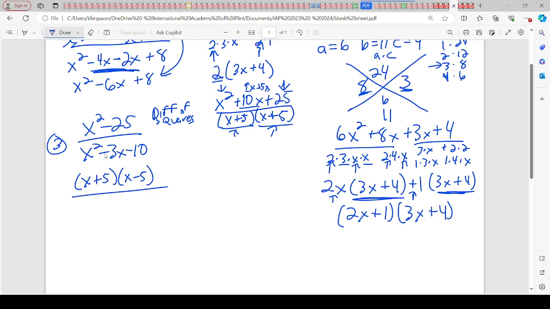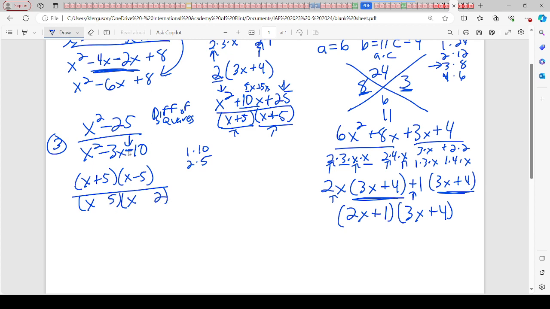And then I've got x squared minus 3x minus 10. Well, I'm going to give myself two parentheses. I know that x times x gives me x squared. So what two numbers do I multiply to get 10, but when I subtract them, notice I'm saying subtract because this is a minus sign, I get 3. Well, 10 is 1 times 10 or 2 times 5. Well, 2 times 5. 5 minus 2 is 3.